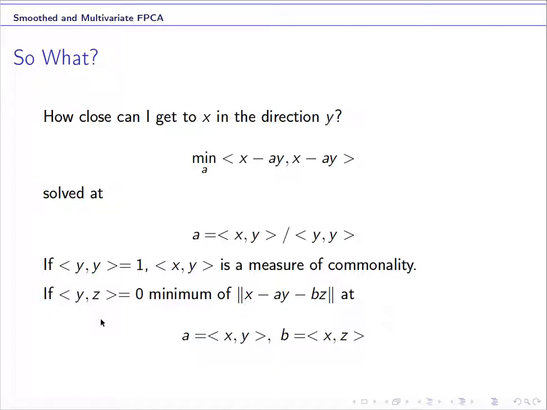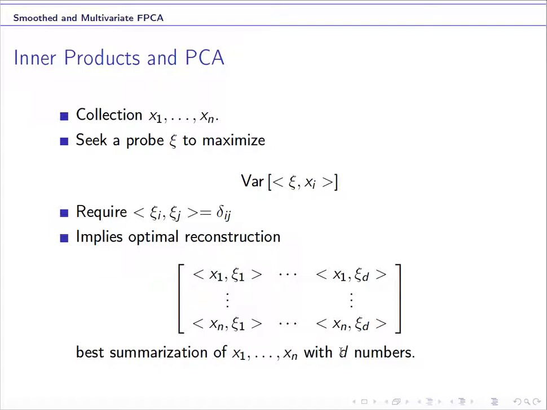If we have the constraint that y and z are orthogonal, meaning the inner product of y and z equals 0, and we want to minimize the sum of squares of x minus ay minus bz, here y and z can be interpreted as the first and second PC, and a and b as the first and second PC scores respectively. If you constrain y and z to also have length 1, then the first PC score a will equal the inner product of x and y, and the second PC score b will equal the inner product of x and z. So this is the inner product.